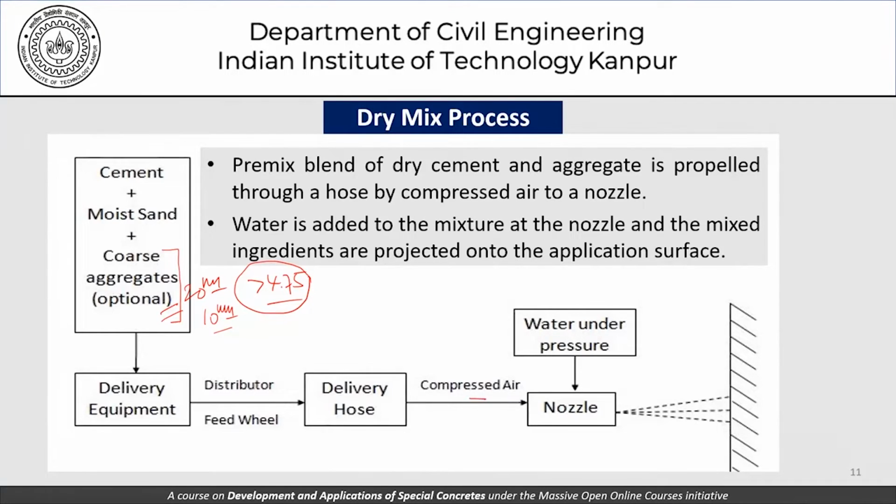With compressed air, they come to the nozzle, and at this point, water under pressure is added to this, and what we get from here is shotcrete.